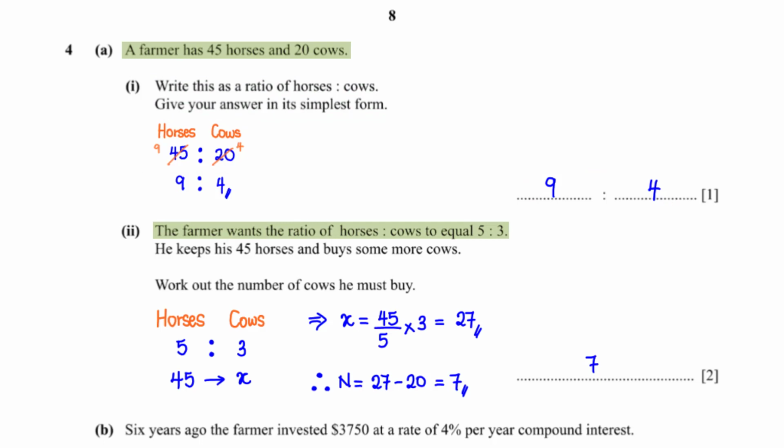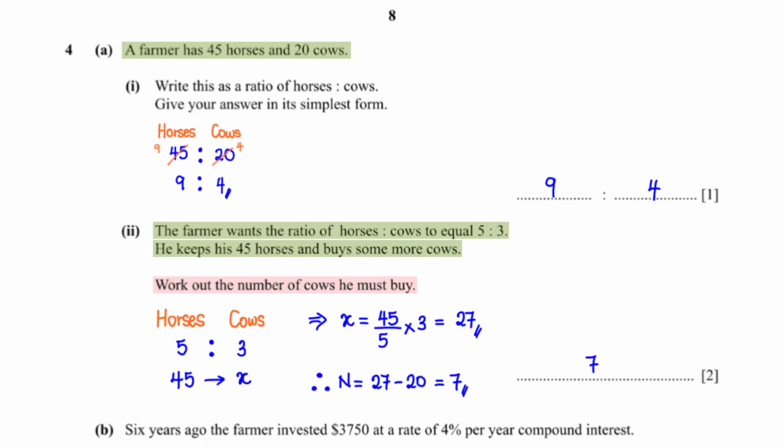The farmer wants the ratio of horses is to cows to equal 5 is to 3. He keeps his 45 horses and buys some more cows. Work out the number of cows he must buy. First, let's find the number of cows which would allow the farmer to keep the ratio of horses to cows at 5 is to 3.